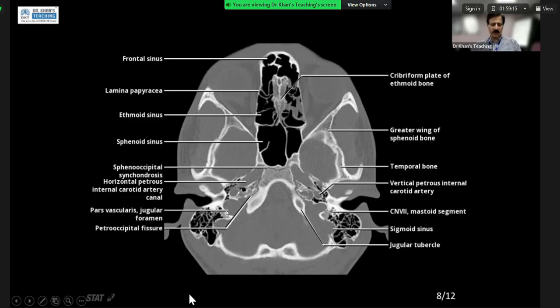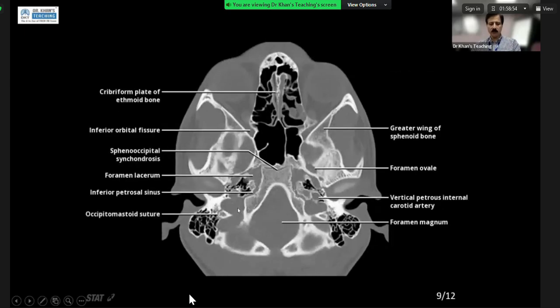Posteriorly, we can see the jugular foramen here. And we can see the jugular foramen here. If you see, a landmark here is the sigmoid sinus, then sigmoid notch we call it, and this is the jugular foramen and the jugular foramen on the other side. You see this pars vascularis of the jugular foramen. Now we go to the 9/12.